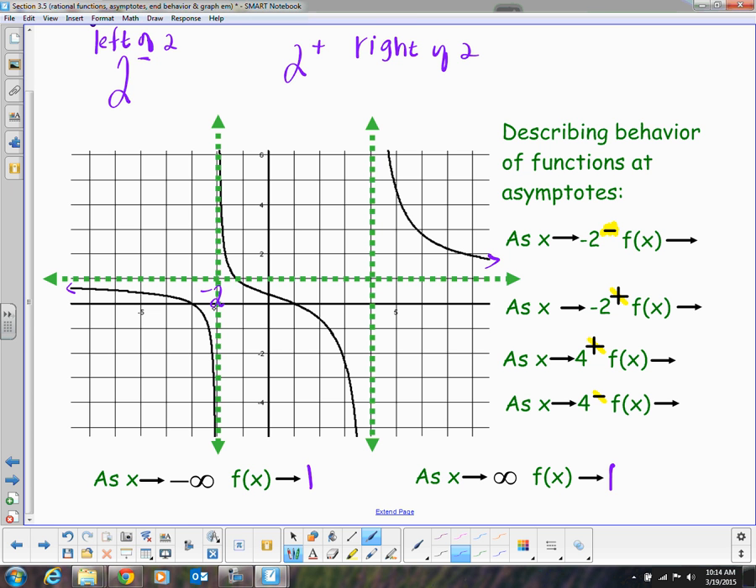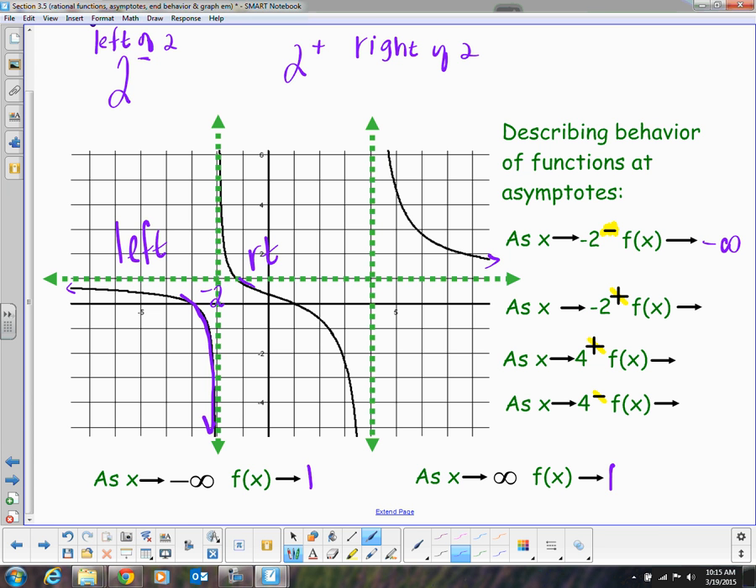So as x approaches negative 2 from the left, do you see this is negative 2? Yes? Okay. This is left, and this is right. Now, is the function up here on the left side, or down here? So as x goes to negative 2 from the left, what are these y values doing? Going down forever. Negative infinity.